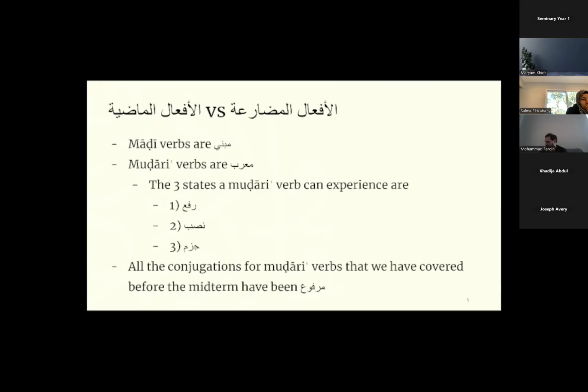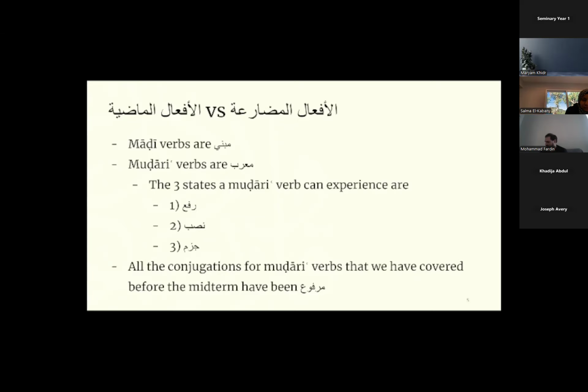Who can quickly explain to me what mabni means? It does not take a state. It does not experience i'rab. Who can explain to me what's the difference between mabni and mamnu'un min as-sarf? Mamnu'un min as-sarf experience all three of these states, but doesn't show it clearly. Good, very good. The difference is that mamnu'un min as-sarf verbs or words do experience i'rab. They just don't show i'rab sometimes in the most clear, obvious way. Whereas mabni words do not experience i'rab at all.